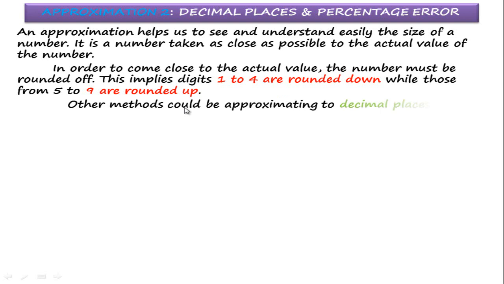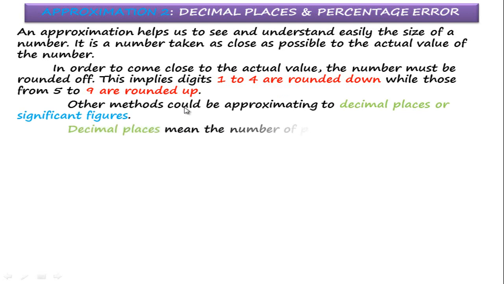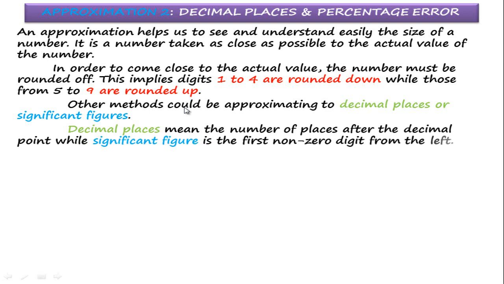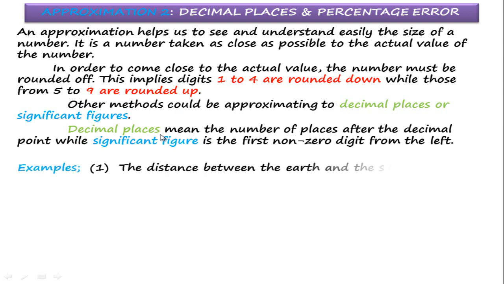Other methods could be approximating to decimal places or significant figures. Decimal places mean the number of places after the decimal point, while significant figure starts from the first non-zero digit from the left. Are you following? Let's move on. Now let's go to examples.